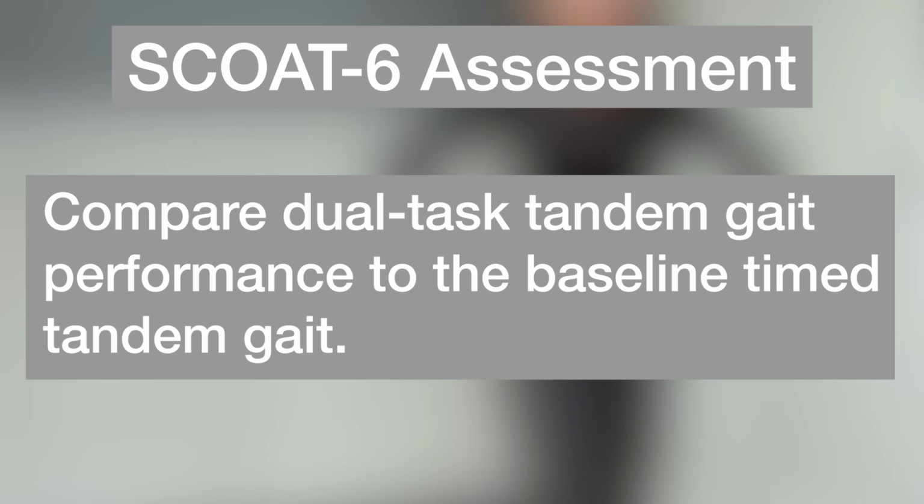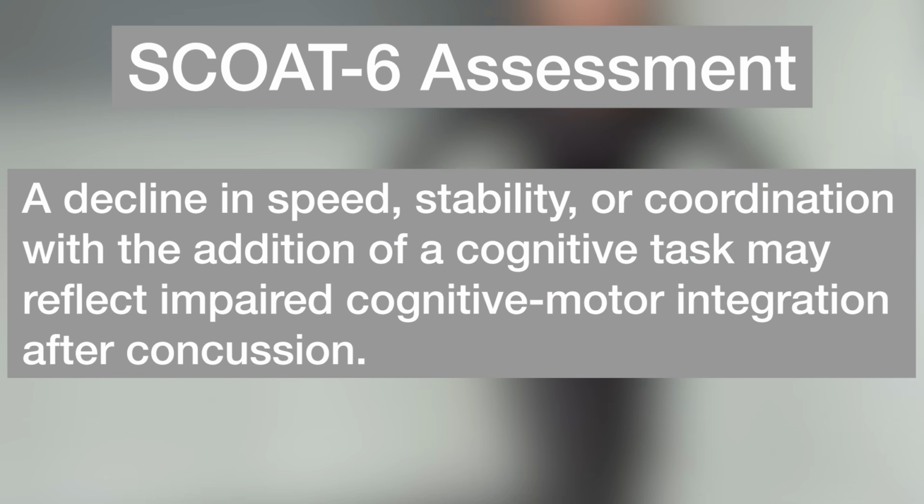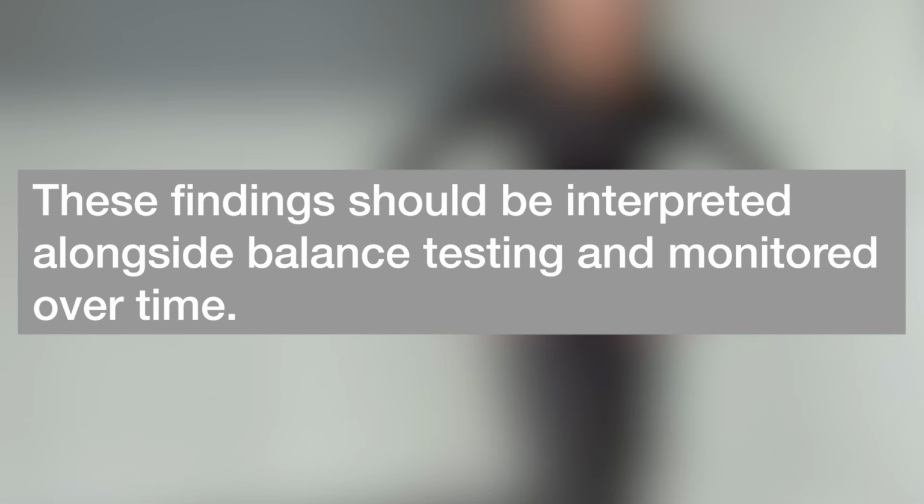As part of the SCOT-6 assessment, compare this performance to the baseline timed tandem gait. A decline in speed, stability, or coordination with the addition of a cognitive task may reflect impaired cognitive motor integration after concussion. These findings should be interpreted alongside balance testing and monitored over time.